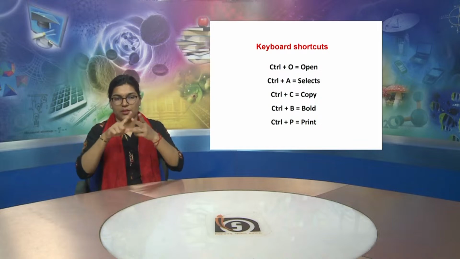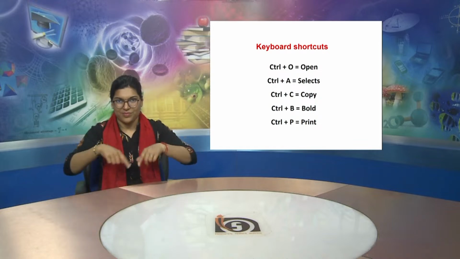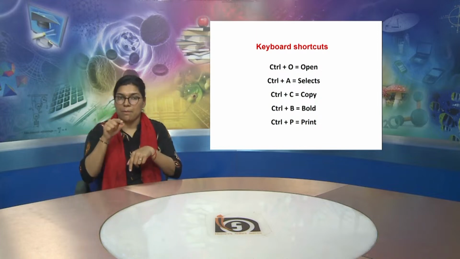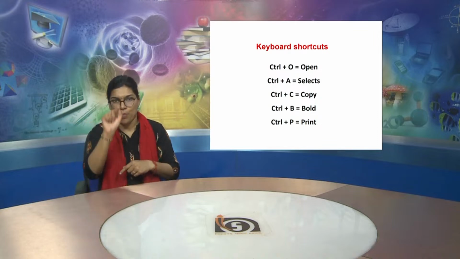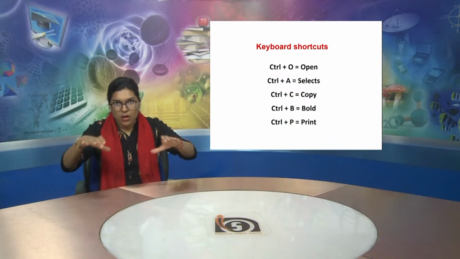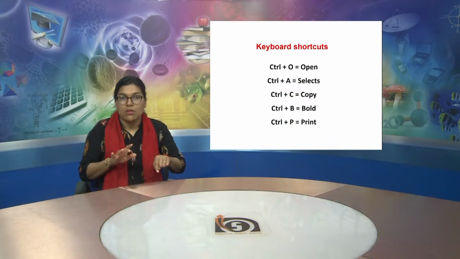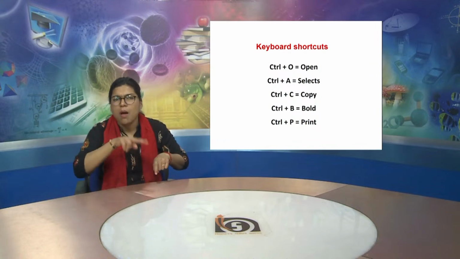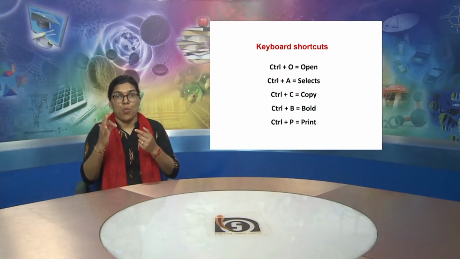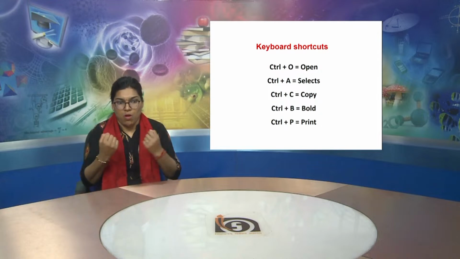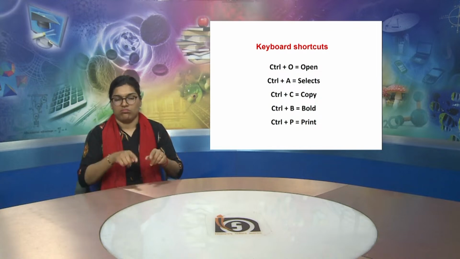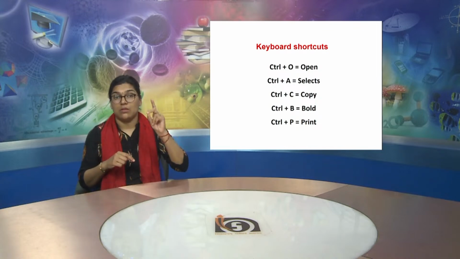Now these are some of the keyboard shortcuts. We call these shortcut keys because they save our time. The first shortcut key is Ctrl plus O. That is used for opening the file. It is better that we remember these shortcut keys because sometimes when our mouse is not working, they help us do our work easily.